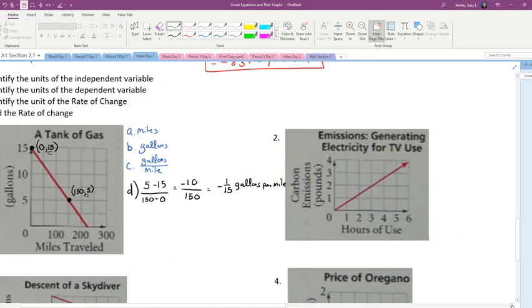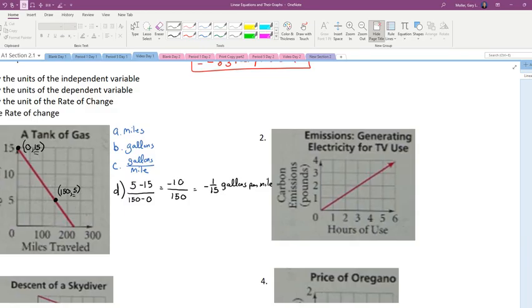Let's go to part 2. Notice in part 2, my correlation is positive. It's going up. As my independent gets bigger, my dependent gets bigger. So that's a positive correlation. Part A is hours. Part B is pounds of pollution, it looks like, of carbon. Part C then would be my dependent, which would be pounds, divided by my independent, which is hours. Pounds per hour.